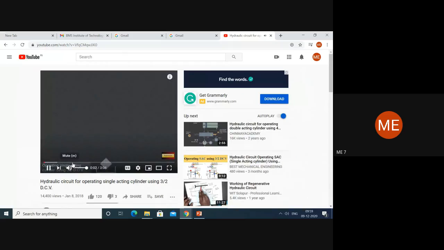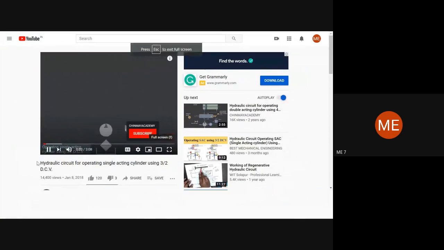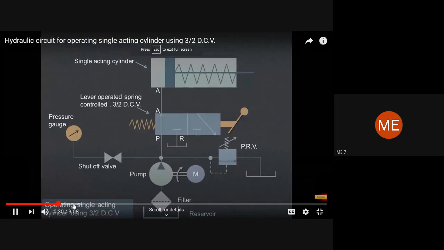In this video, we'll try to understand how to operate single acting cylinder. So as you can see over here, this is the diagram. Okay, and you can make it out. Now where I have stopped, can you listen to me? Right? Have you observed the video?